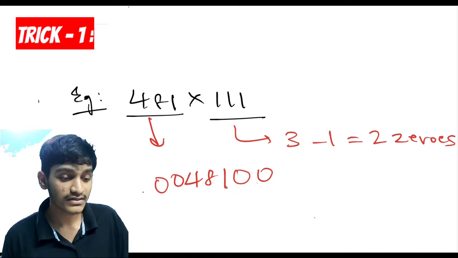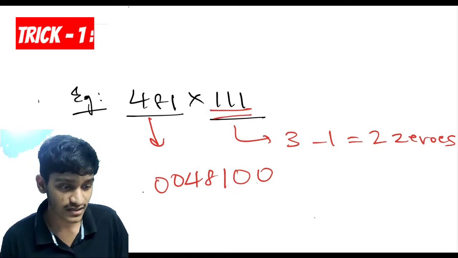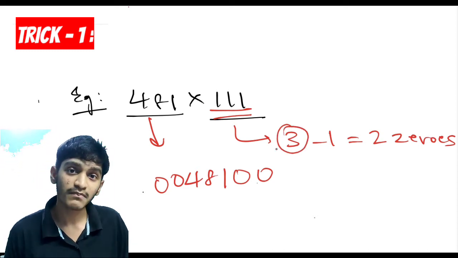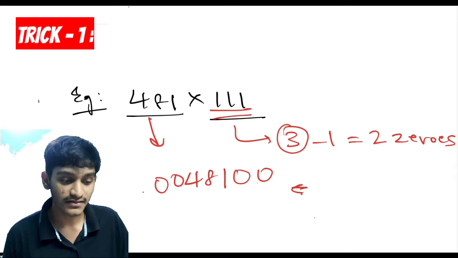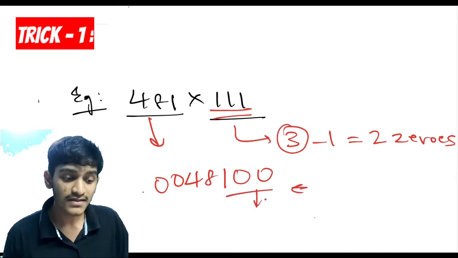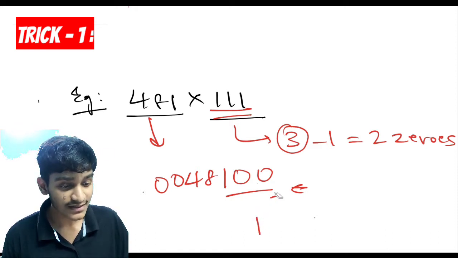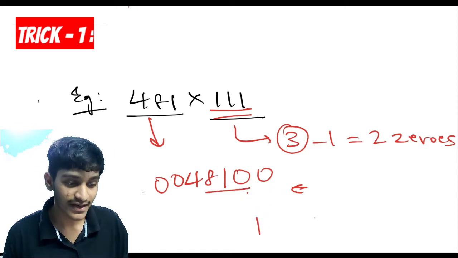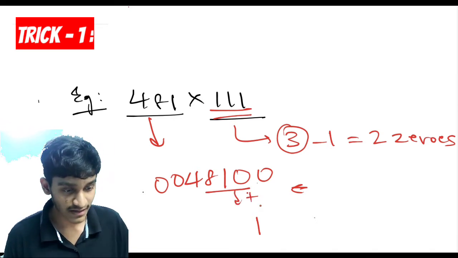Now, since 111 is a 3-digit number, I have to take numbers in threes. So starting from the right-hand side, I'll take numbers in threes. First I'll take this 100 and add all these numbers. So 1 plus 0 gives me 1, which is the units digit. Now I'll take these 3 numbers, 810, and add them. 8 plus 1 plus 0 gives me 9.